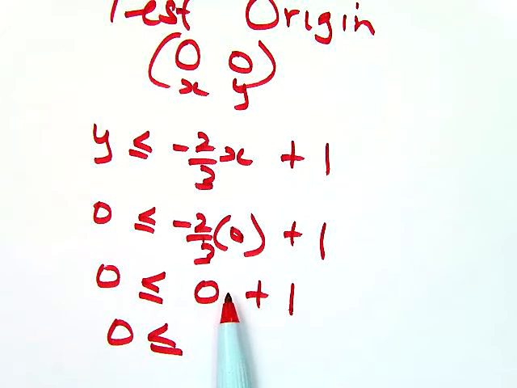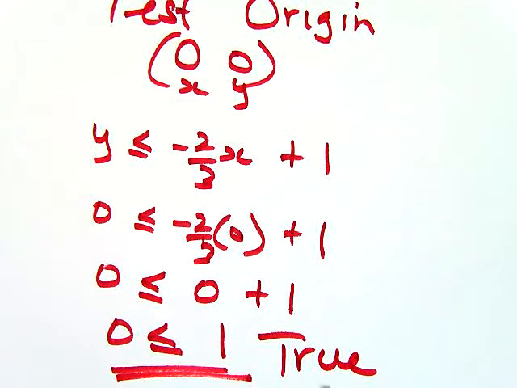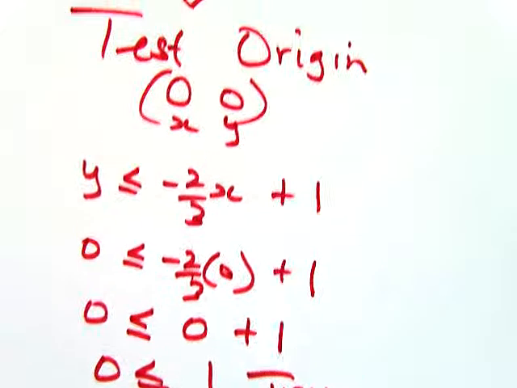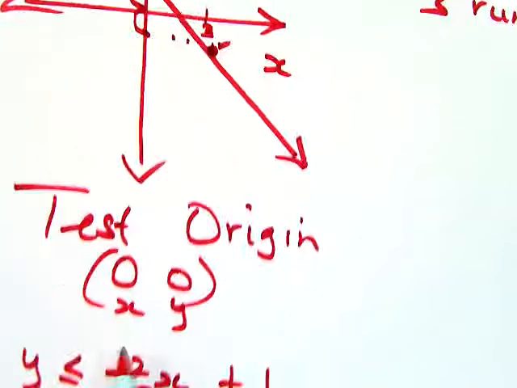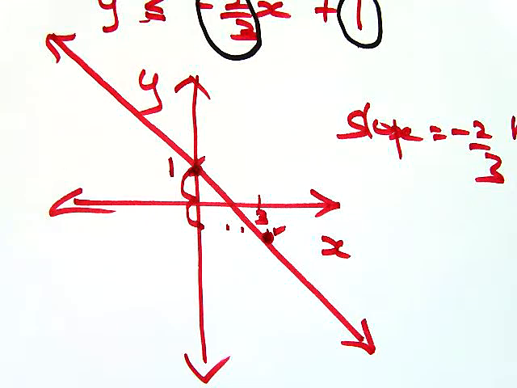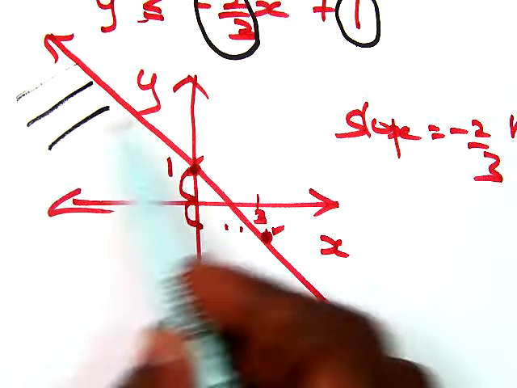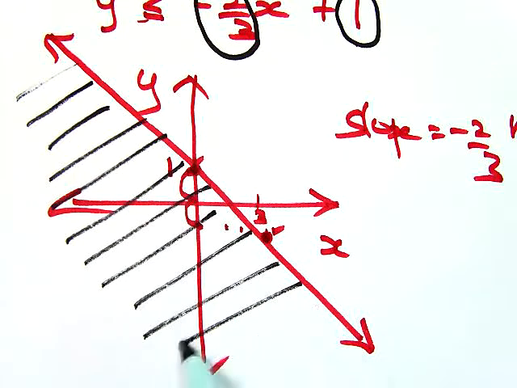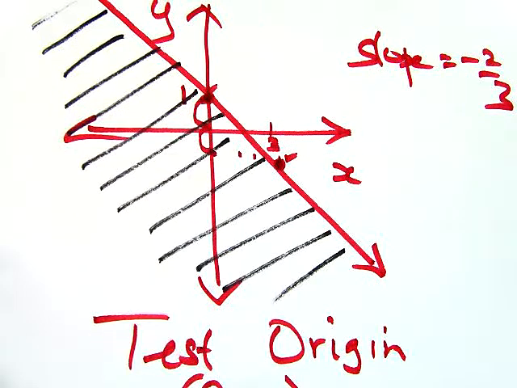Is that true or false? That's true. So since we have a true statement, it means this origin is part of the solution. 0, 0 is part of the solution. Hence, we shade the side of the line that has the origin in it, 0, 0. And that's how we graph inequalities in 2 variables.